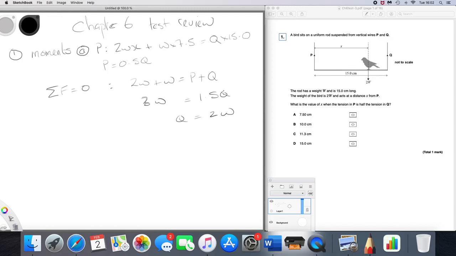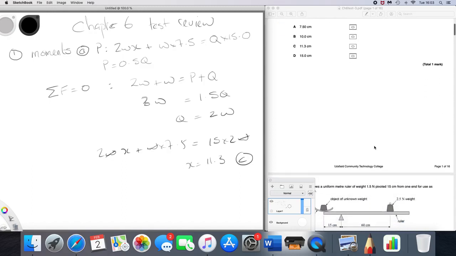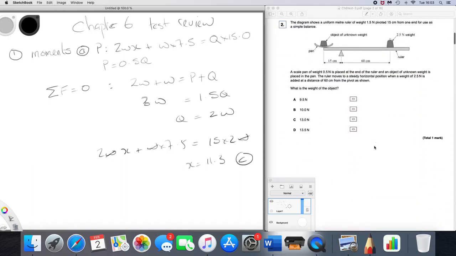So then we can stick that back in there. We now have 2Wx plus W times 7.5 equals 15 times 2W. And the W's will cancel, of course, which gives us x to be 11.25, x is 11.3, and that is the answer C. So that's question 1. And you might reasonably say that's an awful lot of work for 1 mark. Can't argue with you, but there it is.